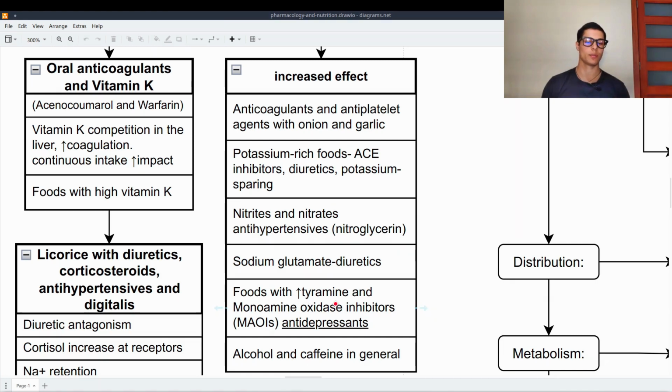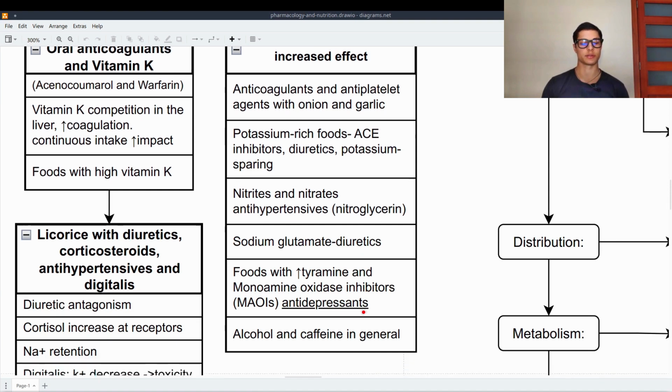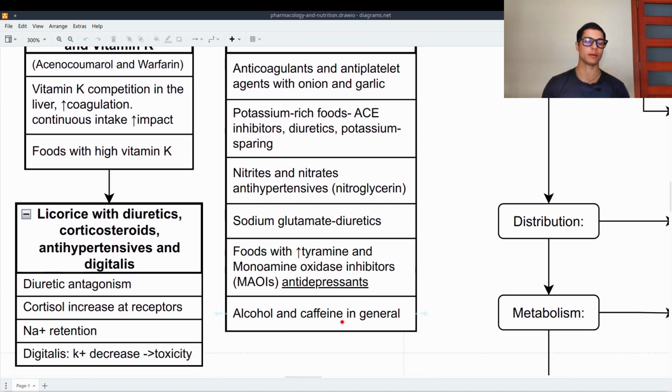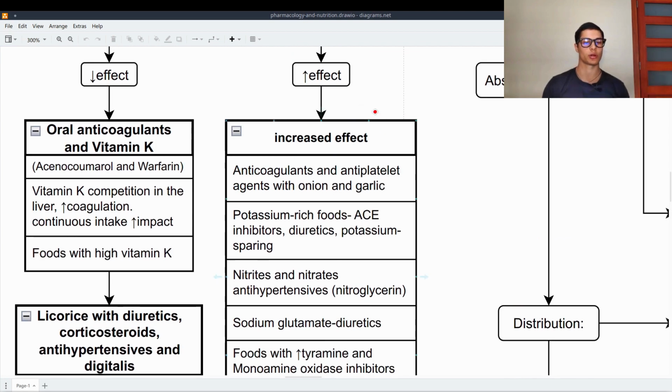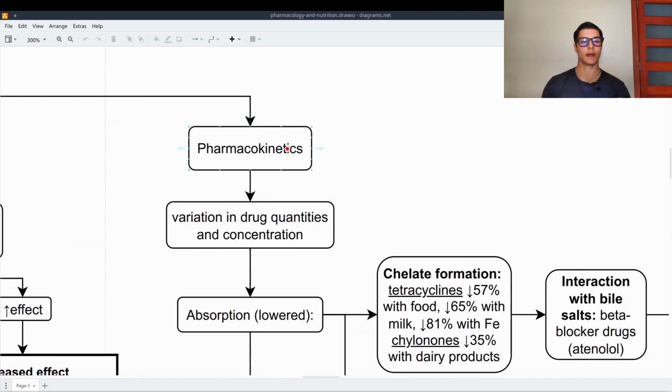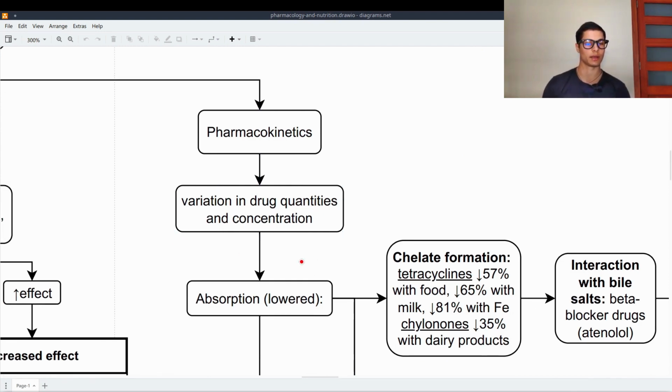Foods with high tyramine and monoamine oxidase inhibitors will increase antidepressants, and alcohol and caffeine will in general increase the effect of the majority of drugs. Now we talk about pharmacokinetics, which is the variation in drug quantities and concentration. Again, here we talk about LADME.